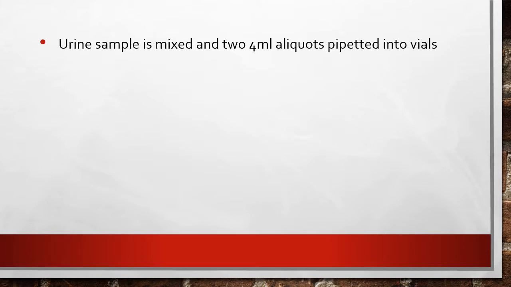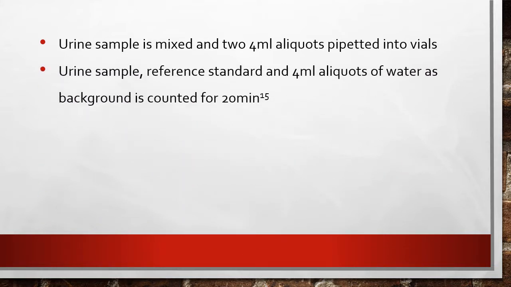The urine sample is mixed thoroughly and 2 4 ml aliquots are pipetted into counting vials. The urine sample, reference standard, and 4 ml of water as background is counted for 20 minutes using the cobalt-57 window.